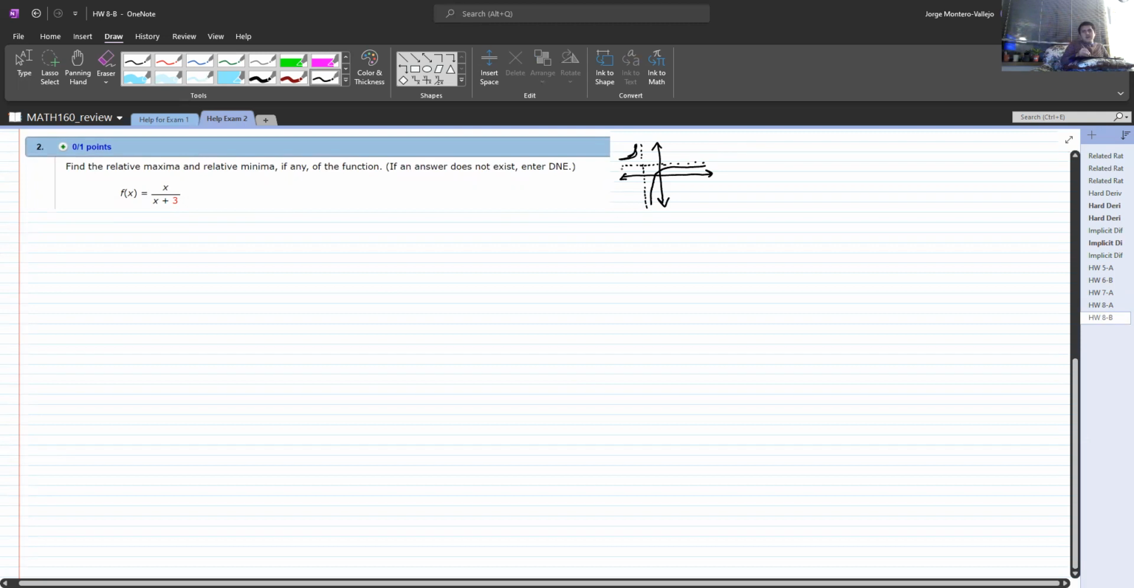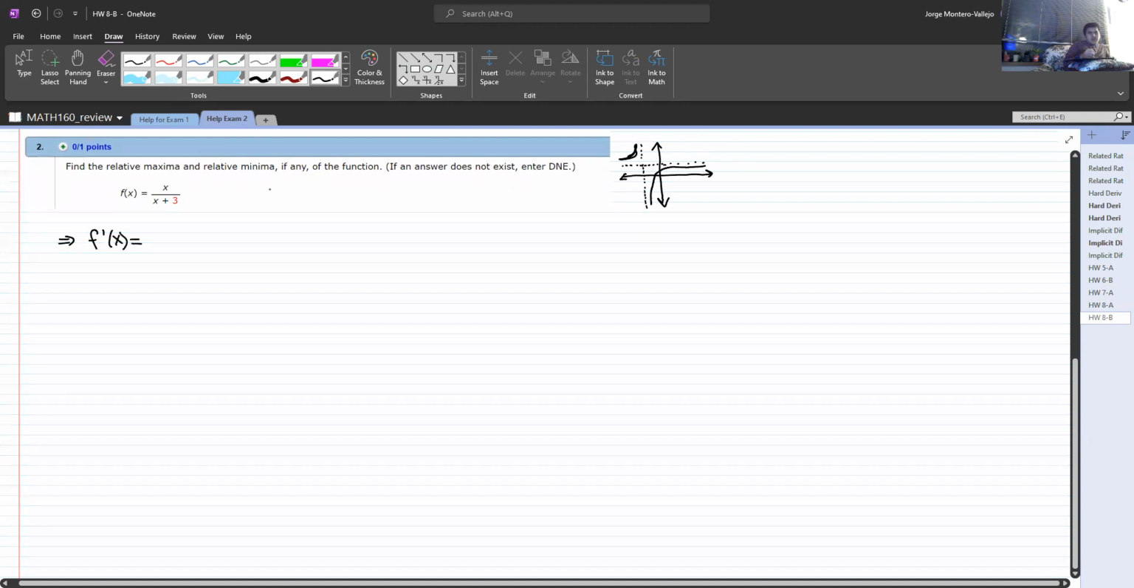All right, and then same thing on the left side of the curve. Okay, so this is an example where there is no relative extremum at all. And we will see that. Okay, so the first step again for the first derivative test is going to be taking the derivative.